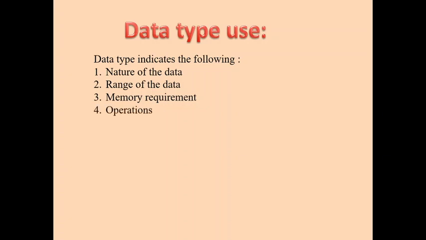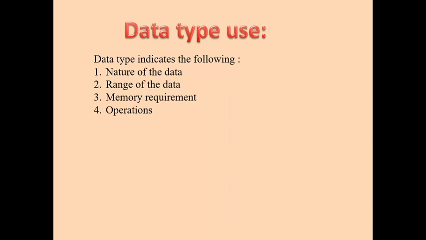After the nature of the data, range of the data and memory requirements, it also indicates what operations we can perform on this data, for example, arithmetical operations or concatenation operations. So altogether, data type indicates the nature of the data to be represented, the range of the values, how much memory it requires, and what operations you can perform on this data.